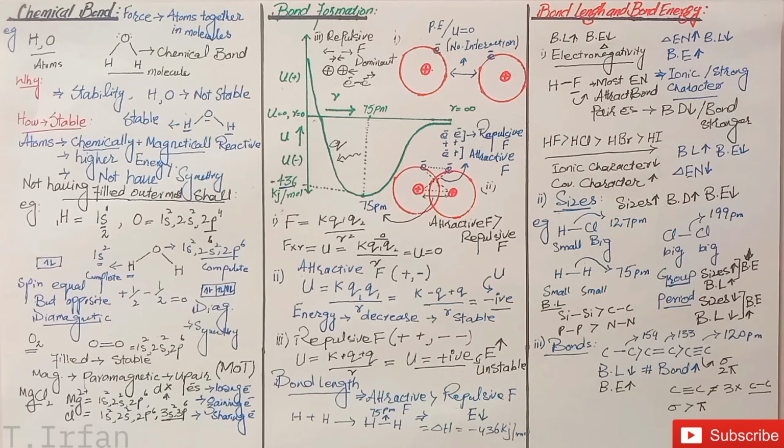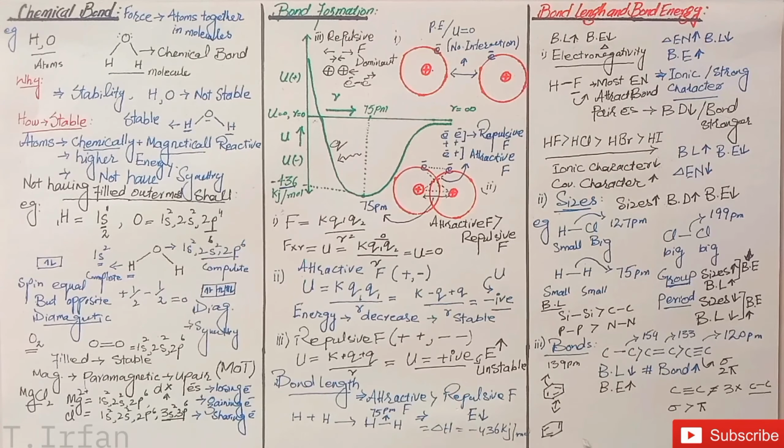In case of benzene, the distance between carbon-carbon atoms is 139 picometer. This is because of resonance. The bond distance is considered to be between a single and double bond.